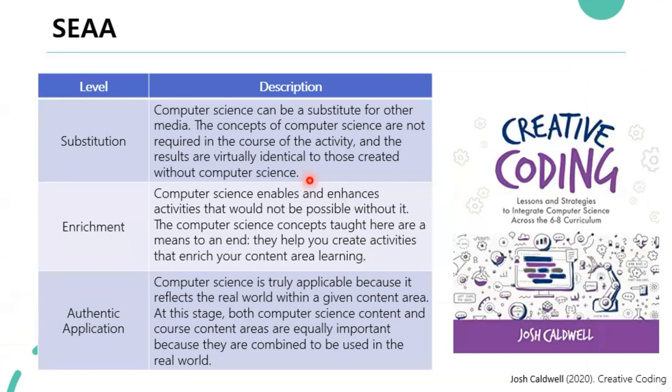This approach is also well illustrated in Josh's book, Creative Coding, which spurred the idea of true integration of computer science from multiple angles. For example, it showcases how computer science can be integrated into other subjects such as math, science, and social studies. I highly recommend that you read this book. Integrating computer science into various subjects can help students develop computational thinking and problem-solving abilities that are essential in today's rapidly evolving world.